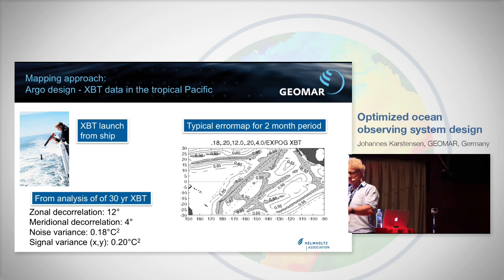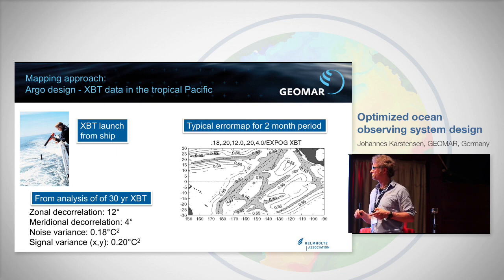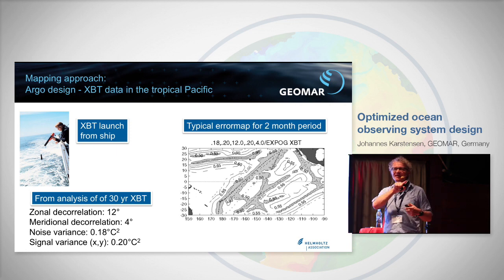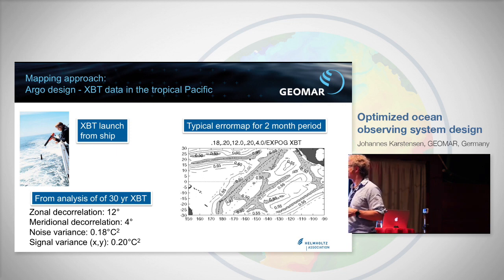That's launched from a ship, and it measures a 400, 500 meter temperature distribution or profile. What was done for the Argo science plan was to analyze about 30 years of these temperature data. What was found is that zonal decorrelation of the temperature data was about 12 degrees, which is primarily because zonal currents are very dominating currents. Meridional decorrelation was much smaller, 4 degrees. There was a noise variance of 0.8 and a signal variance of 0.2 degrees.